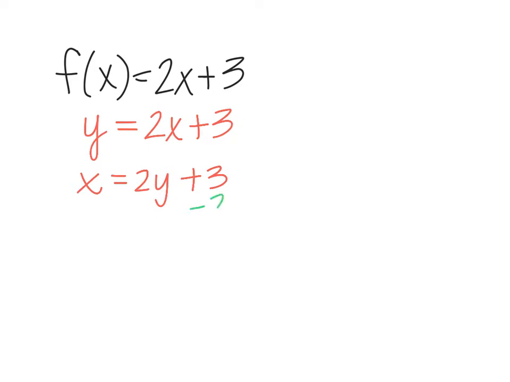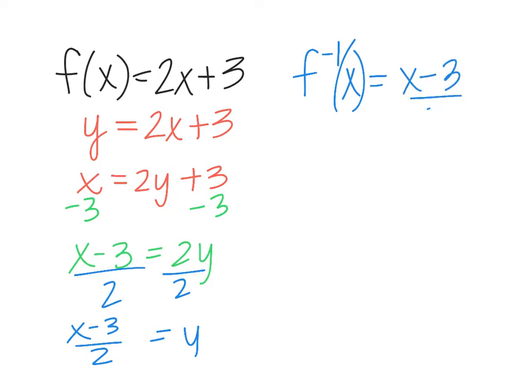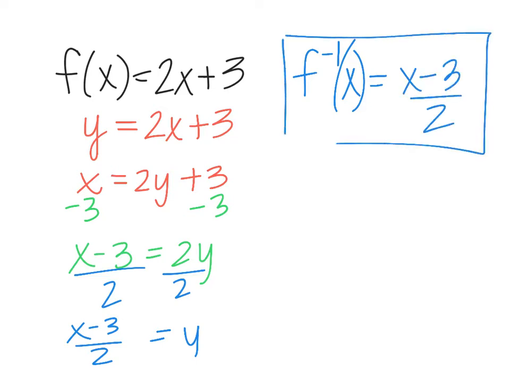I'm going to subtract 3 from both sides. So I get x minus 3 equals 2y. And then last step, I'm going to divide everything by 2. So I end up with y equals x minus 3 over 2. All right, so my inverse function is x minus 3 divided by 2. I'm just going to box that. And here was my original function.